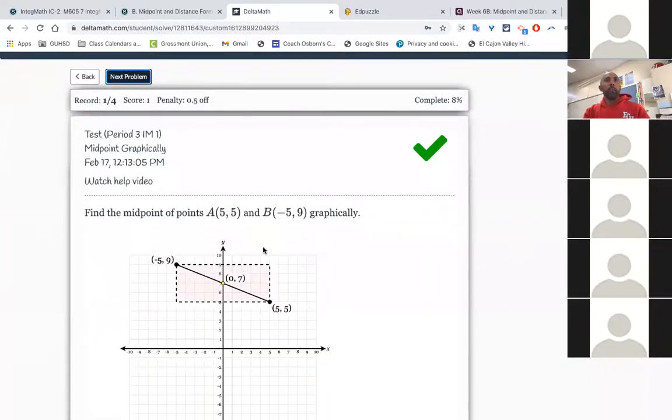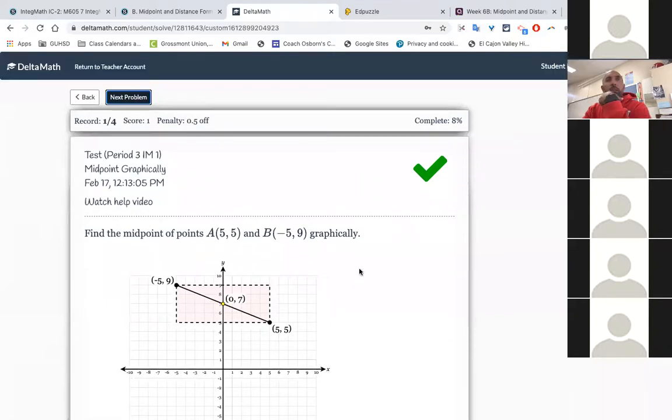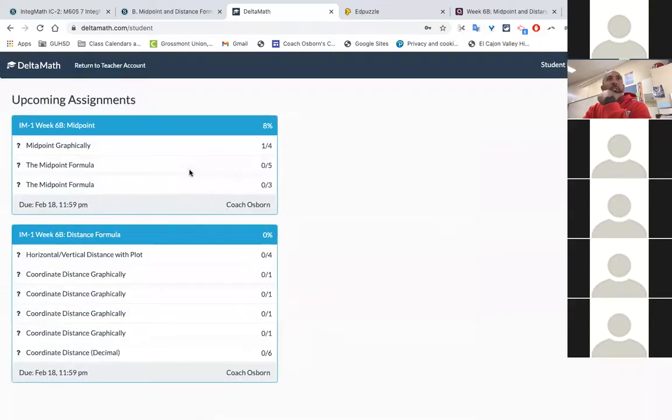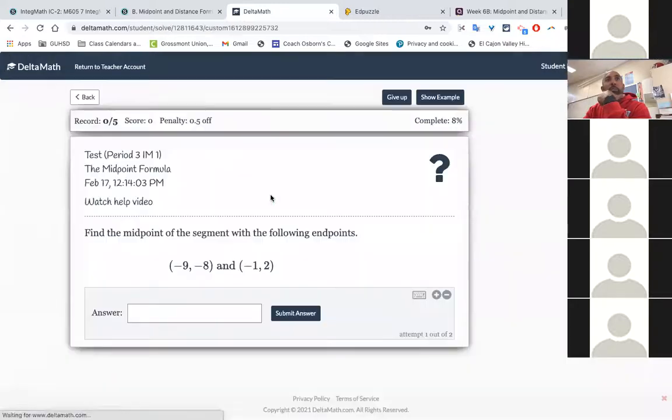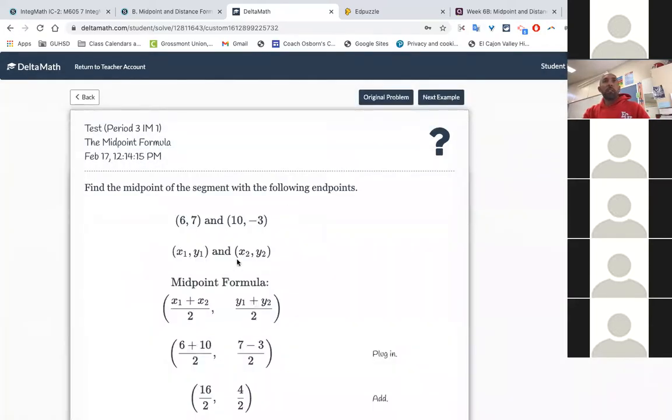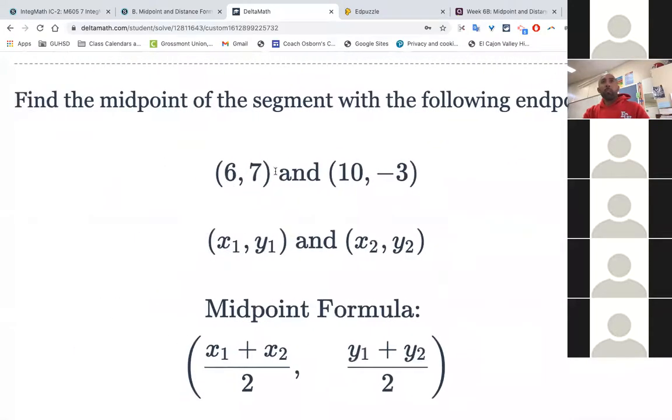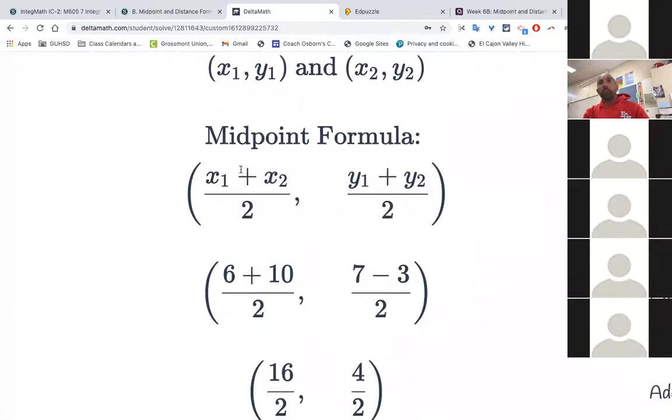All right, so let's go back. The next one is midpoint formula. This is where we're actually going to bust out a formula to find the middle. So the other one we graphed it. Here we're actually going to do it by hand, algebraically. So here's an example I'm going to show you guys. Here I've got these 2 points, and here's the formula.